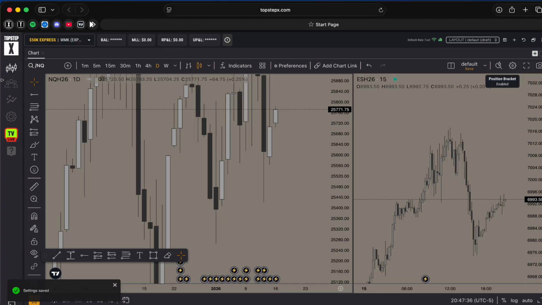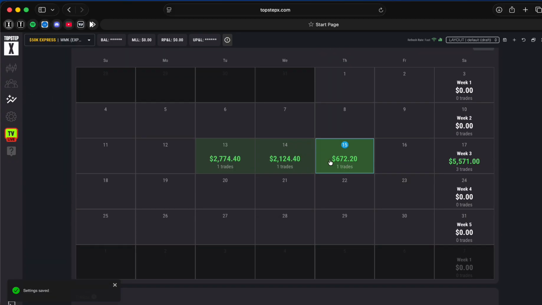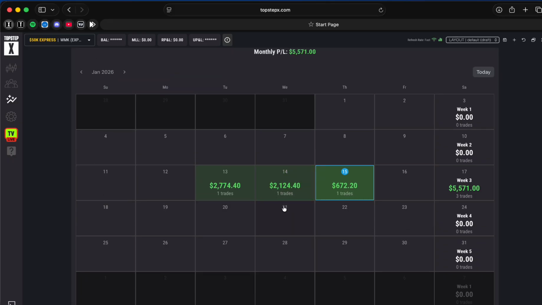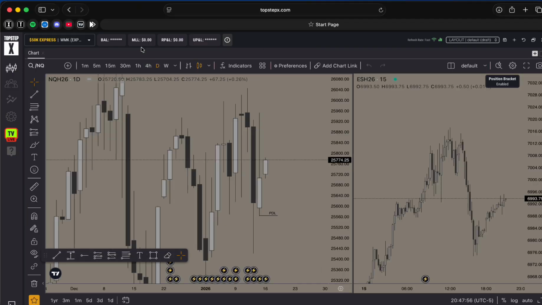Trade recap for January 15. Today we made $672. I went light size today because I was not supposed to trade today, but I still did. I will be trading tomorrow too with even lighter size, because tomorrow I'm just looking to get my $150 day in. So let's go over the trade that I took.